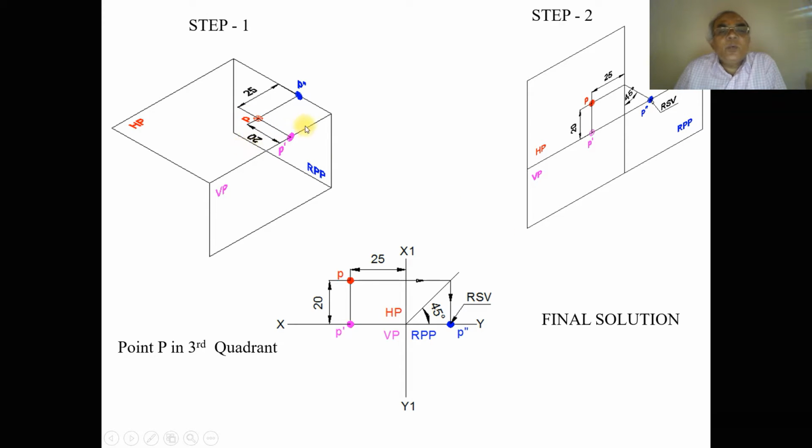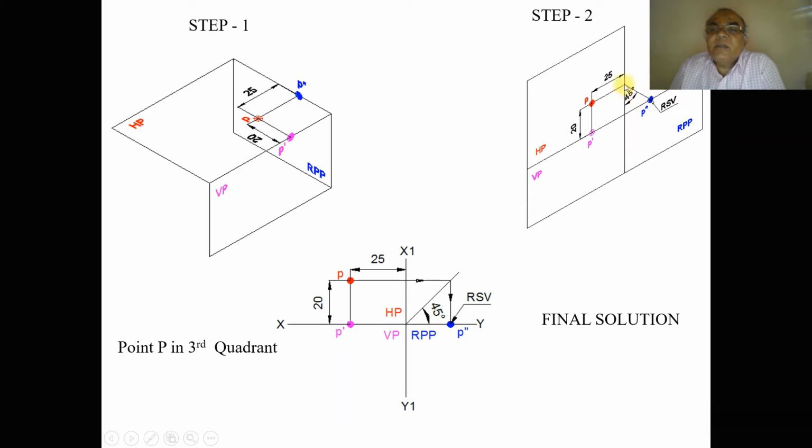As we look from the front view, we can see the distance behind RPP. So that distance is 25 mm. So that can be seen in the vertical plane, that is here. And also when you look from the top view, the behind RPP distance is also seen in the horizontal plane. Then when you see from the right side view, we can see the distance on HP and also the behind VP distance. Behind VP distance of 20 can be seen here. So when you cut it, open and rotate it, this is how it will take the position.